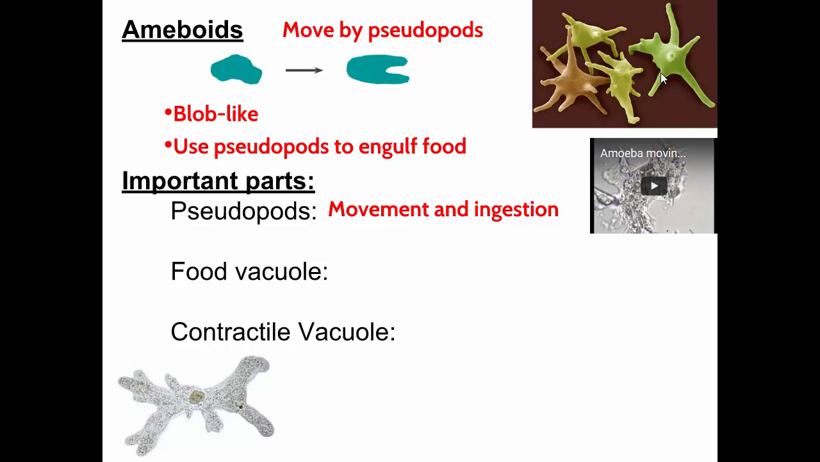So if you look at this amoeba down here, you can see it has a nucleus in it. These are pseudopods. So let's say there is some delicious amoeba food. I was going to make it a slice of pizza, but now it looks more like an ice cream. Yeah. But anyway.